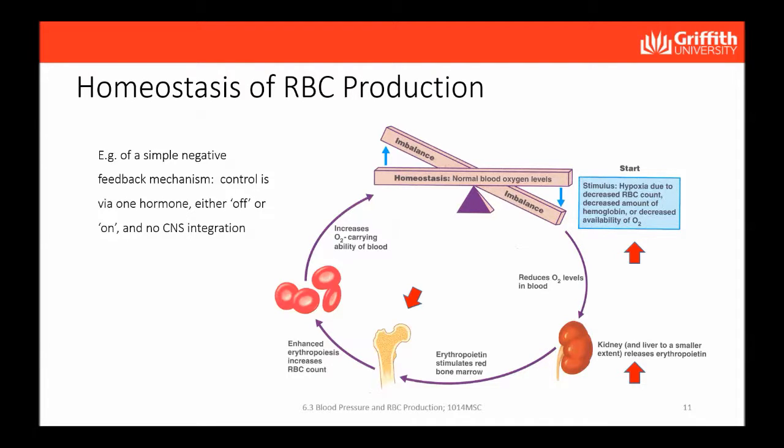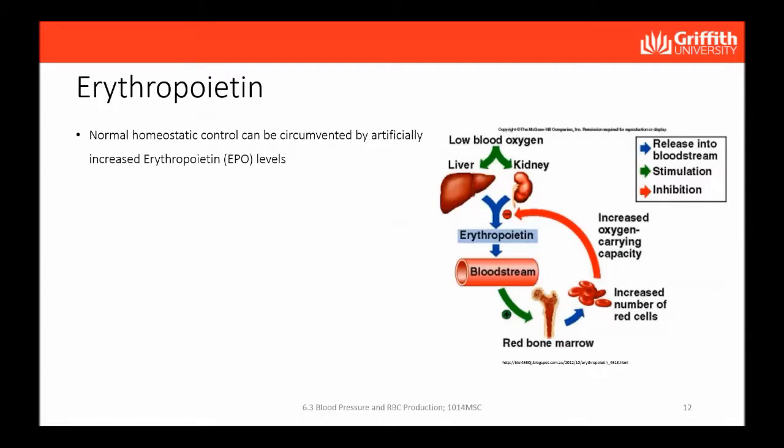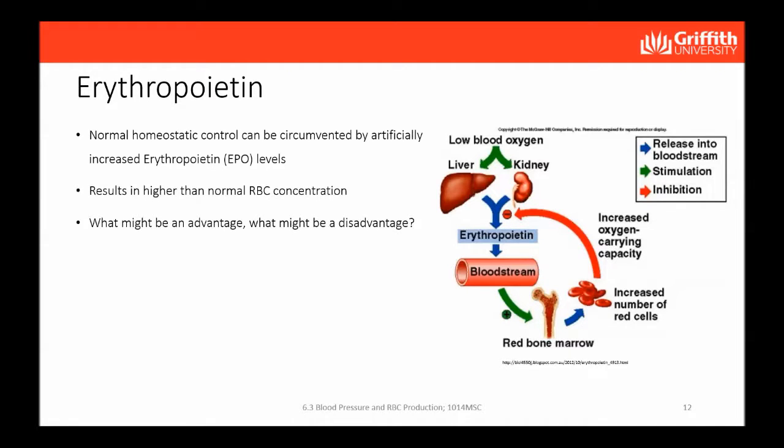When the red blood cells reach the normal range, the oxygen carrying capacity of the blood is increased, which stops the release of erythropoietin. This is another classic example of a negative feedback loop, where control is via one hormone and no central nervous system integration is required. Normal homeostatic control of the red cell concentration can be changed by artificially increasing erythropoietin levels. This results in a higher than normal red blood cell level, increasing stamina and performance due to increased oxygen carrying capacity of the blood. That is the primary advantage of having an increased red blood cell concentration.